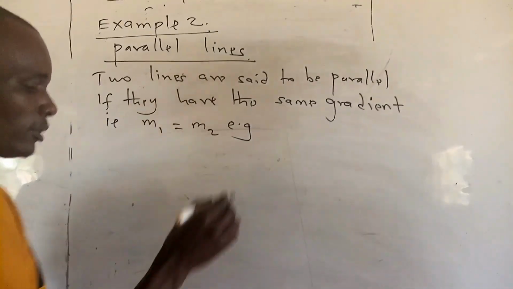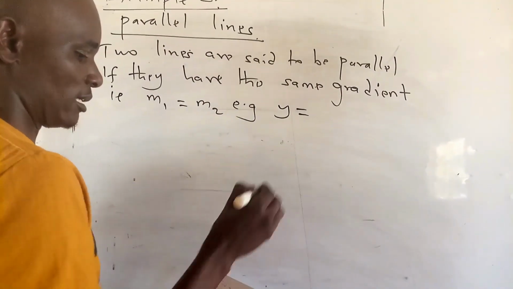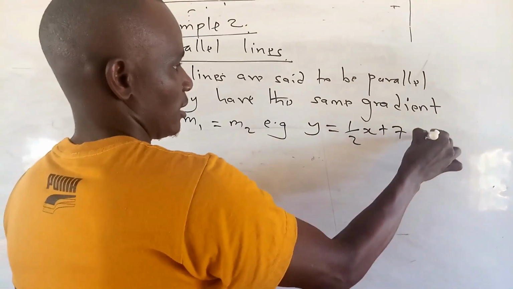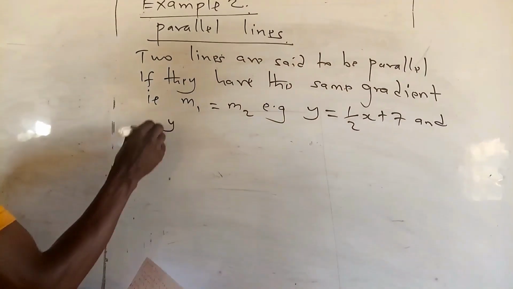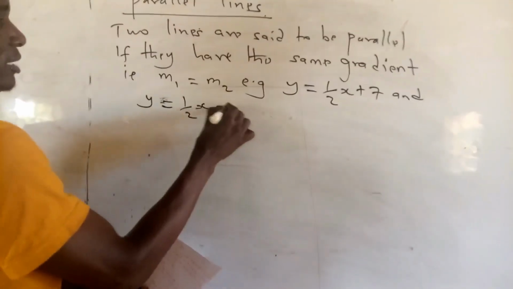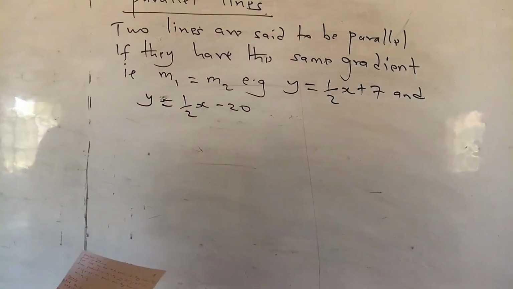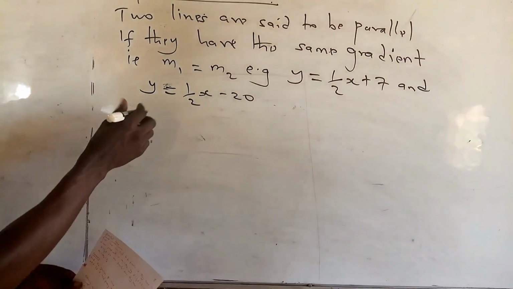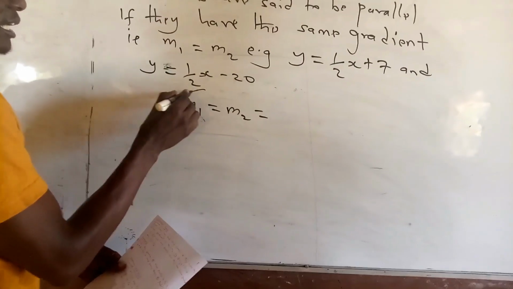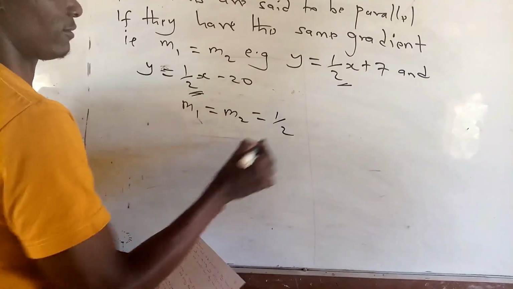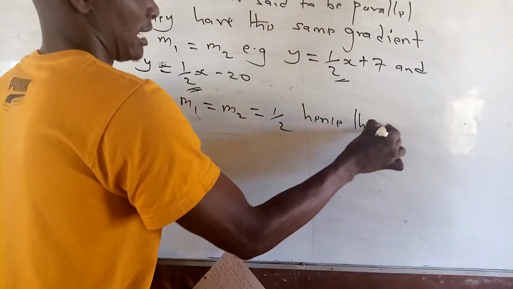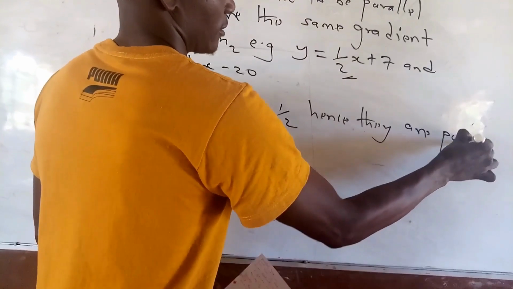E.g., let's look at an example. Let's say we have two lines which are of the form y is equal to half x plus 7, and another line y is equal to half x minus 20. So these two lines, they have got the same gradient. The reason why they have got the same gradient is because m1 is equal to m2, and the gradient here in these ones is a half. Therefore, they are parallel lines.